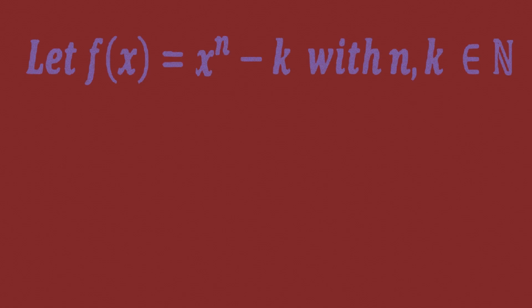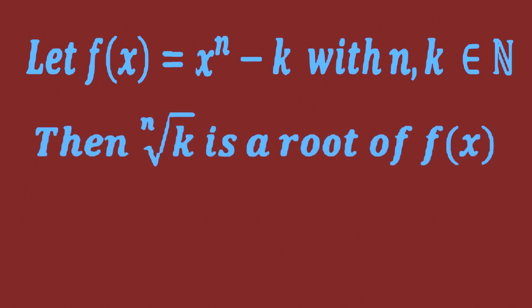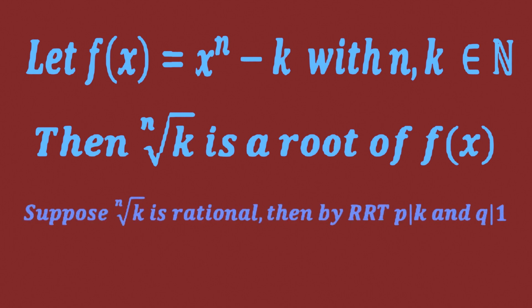Here is a quick example of the rational root theorem. Let f be a polynomial equal to x to the n minus k, with n and k being natural numbers. The nth root of k is a root of f. Now let's suppose that the nth root of k is rational. By the rational root theorem, we know that p divides k and q divides 1.